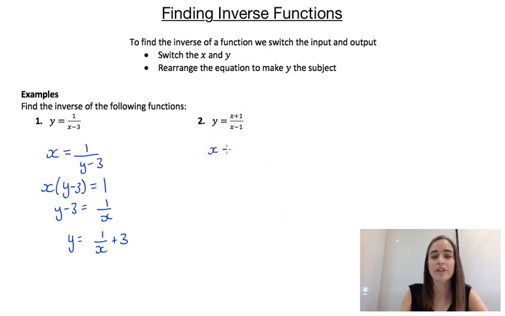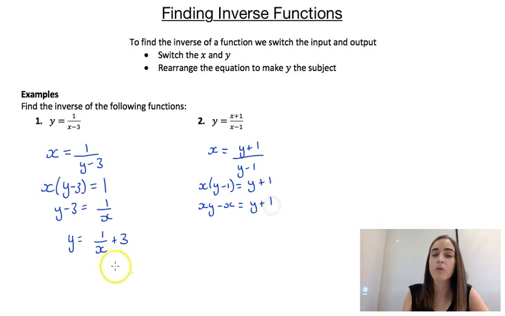So our second example, we've got y equals x plus 1 over x minus 1. So to find the inverse, I'm going to write down x equals y plus 1 over y minus 1. Now I'm trying to make y the subject. I'm going to start by multiplying both sides by my y minus 1. But I want to get all my y's together, so I'm going to expand this out. And then I'm going to pull all my y's over to the left-hand side of the equation and everything else over to the right-hand side.